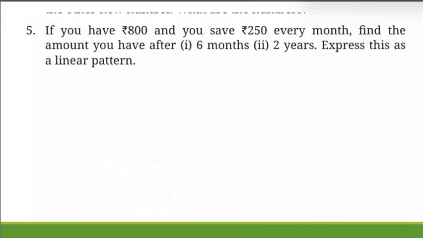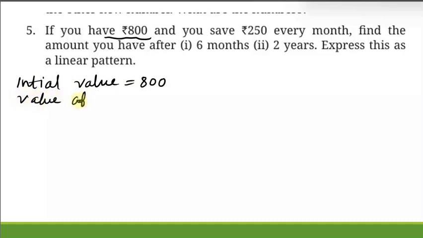If you have rupees 800 and you save 250 every month, find the amount you have after 6 months. Then the second question, after 2 years. Express this as a linear pattern. We have done these kinds of questions using drawing tables and finding the linear terms, so it is easier for you now. We know that initially we have 800 rupees, so we will write initial value equal to 800. Okay, how can we find the value after 1 month?